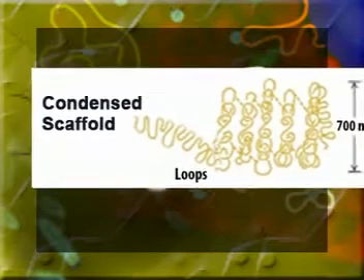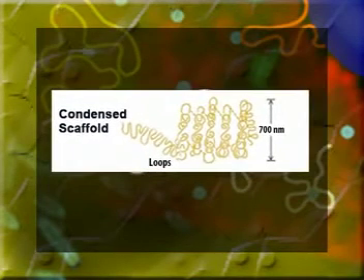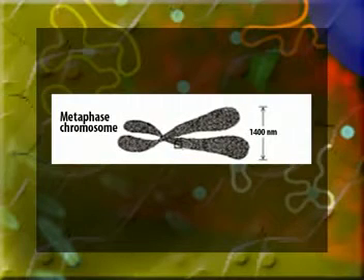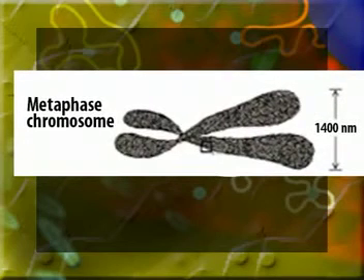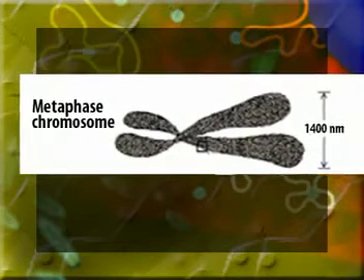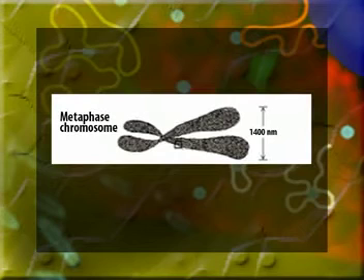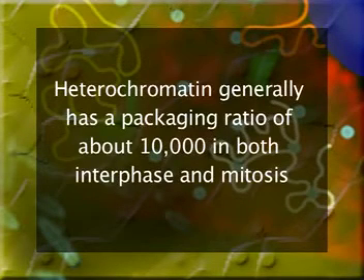This gives an overall packaging ratio of about 1000 in euchromatin, cyclically interchangeable with packaging into mitotic chromosomes to achieve an overall ratio of about 10,000. Heterochromatin generally has a packaging ratio of about 10,000 in both interphase and mitosis.